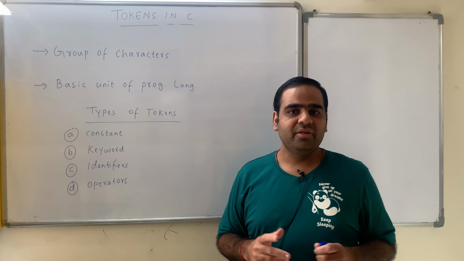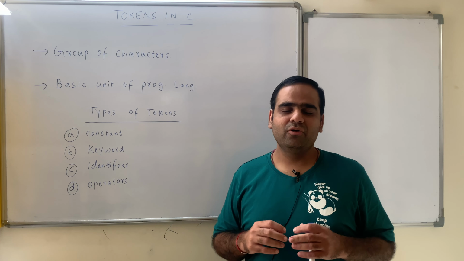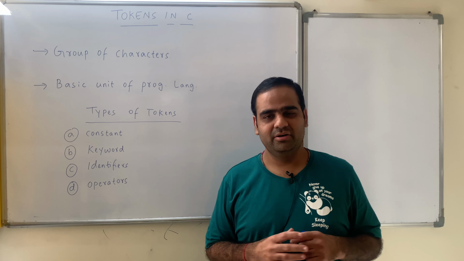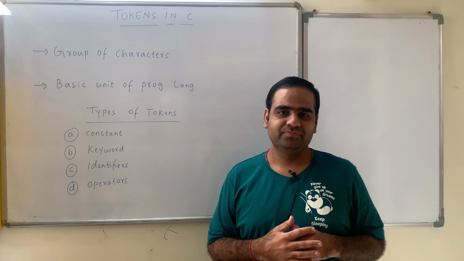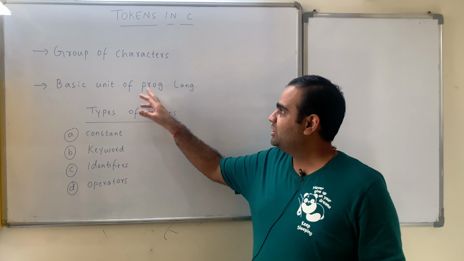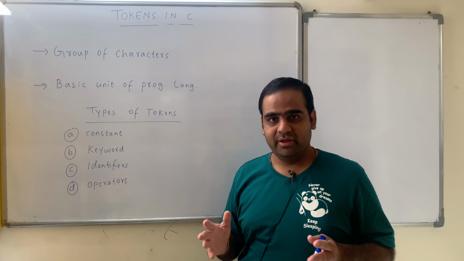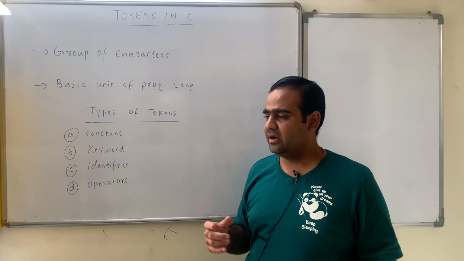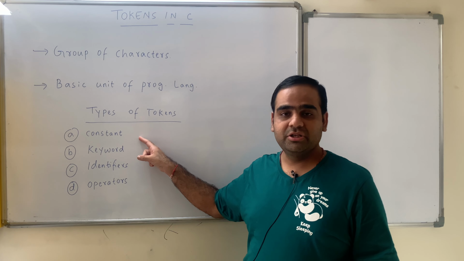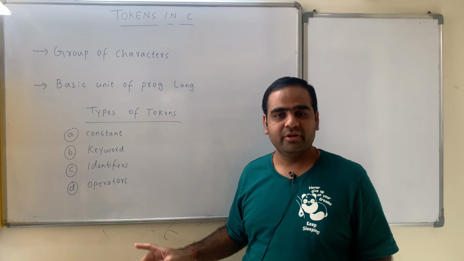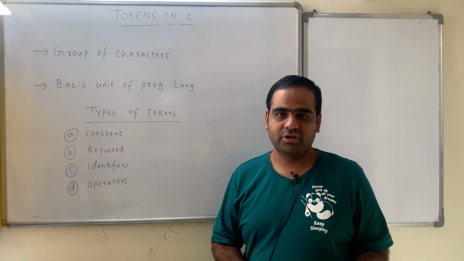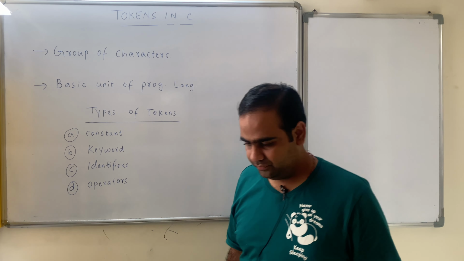Now let's summarize it. What is a token? A token is a group of characters. It is the basic unit of any programming language. This token is similar to a word in a natural language. There are different types of tokens: constants, keywords, identifiers and operators. Now let's discuss constants in this video.